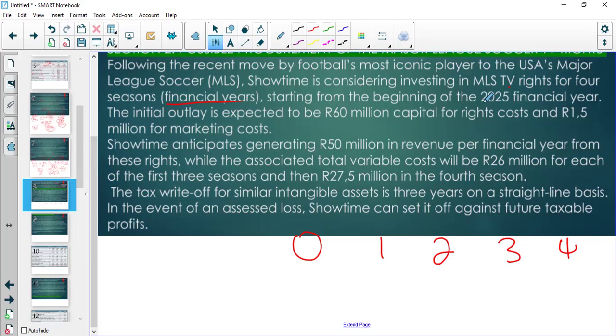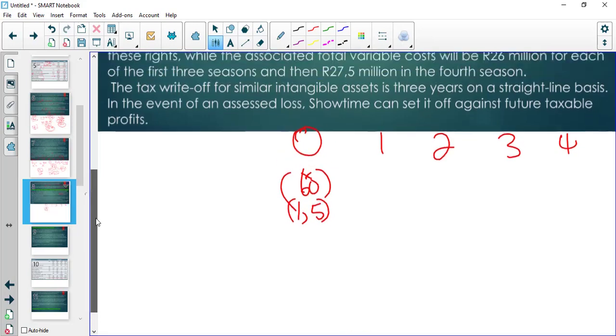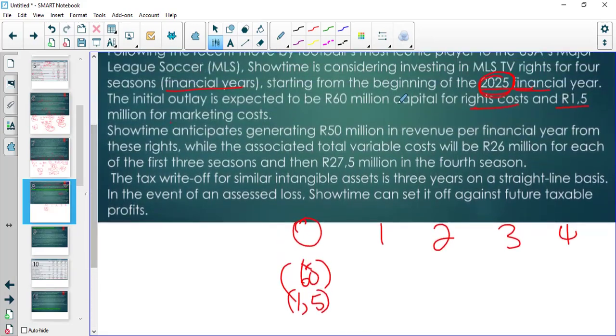Starting from the beginning of 2025. So the big cash flows required in the beginning of 2025 financial year are going to be part of year 0. So the initial outlay will be 60, so it's an outflow. Then 1.5 million for marketing costs is also required upfront, right? I don't see any of this as a sunk cost.